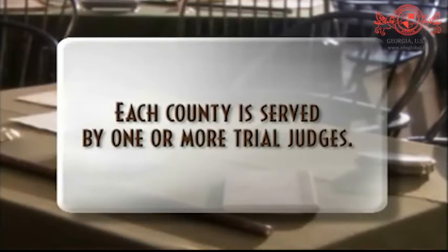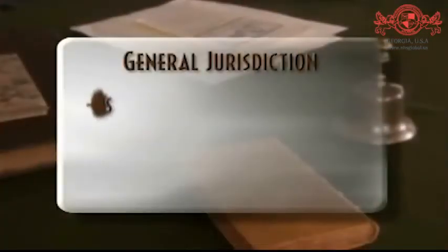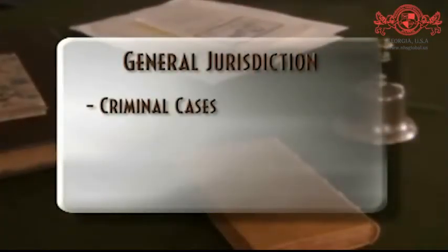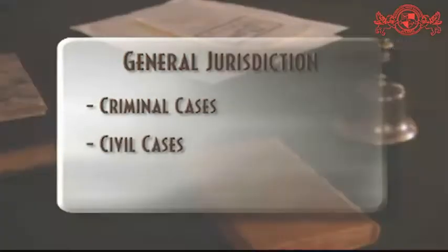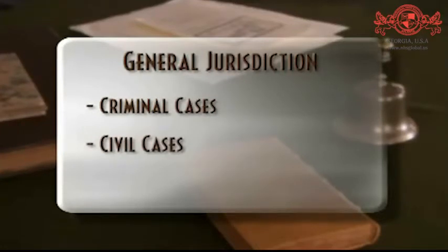Trial courts have what's called general jurisdiction, meaning that they handle all types of cases, including criminal cases ranging from nonviolent crimes like theft to the most serious offenses such as murder, civil cases such as contract disputes, lawsuits involving businesses, personal injury, or settlement of estates. Sometimes these cases are heard by citizens sitting as a jury, and sometimes before the judge alone.